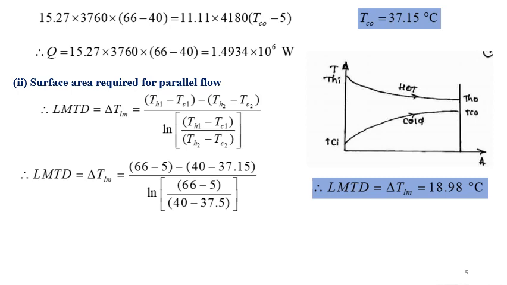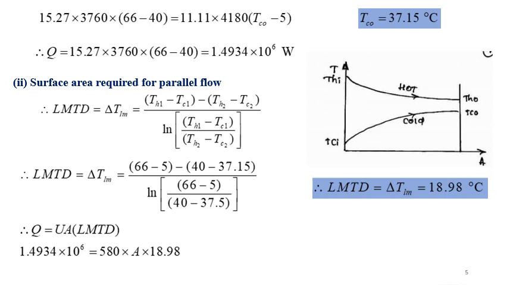18.98 degrees centigrade. So by using this LMTD for parallel flow and Q, we also know that Q is equal to U into A into delta TLM. That relation is available in the data handbook. Please go through that: U into A into delta TLM. Okay, substitute the values and write the equation for that.